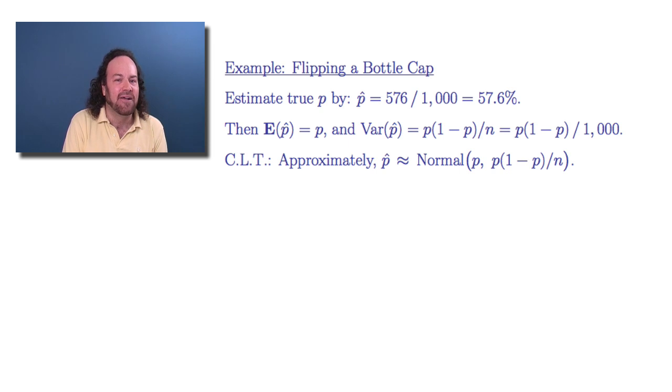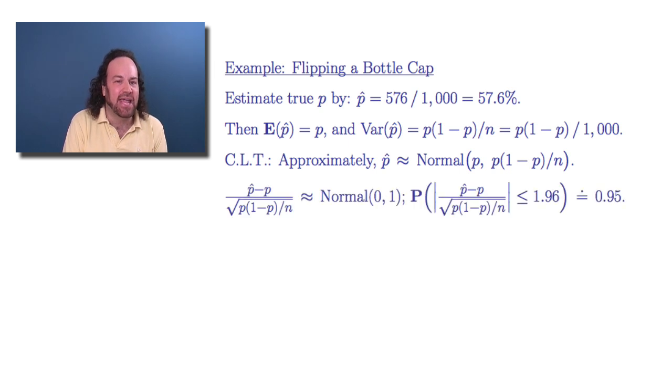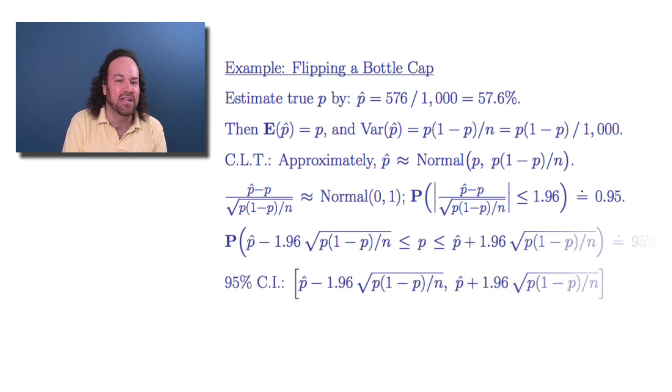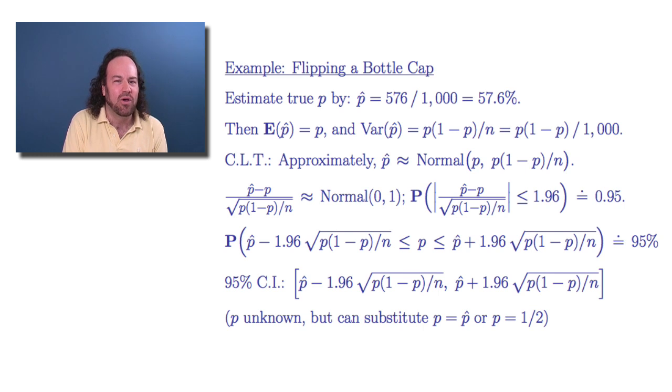Once we know that, then we can rejig it to get something that has a standard normal distribution, and then we can get a range that 95% of the time it will be within, and then we can do a little more manipulating and end up with a 95% confidence interval. We also had the problem that this confidence interval was in terms of p, and p was unknown. Well, we can substitute p hat for p, or we can substitute a half for p to be more conservative, and either way, we get a confidence interval.